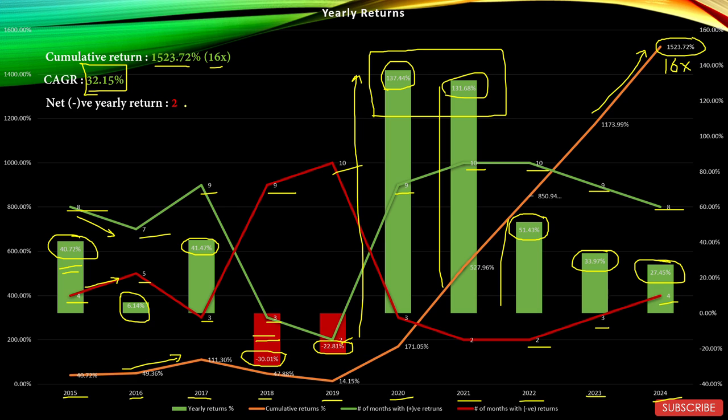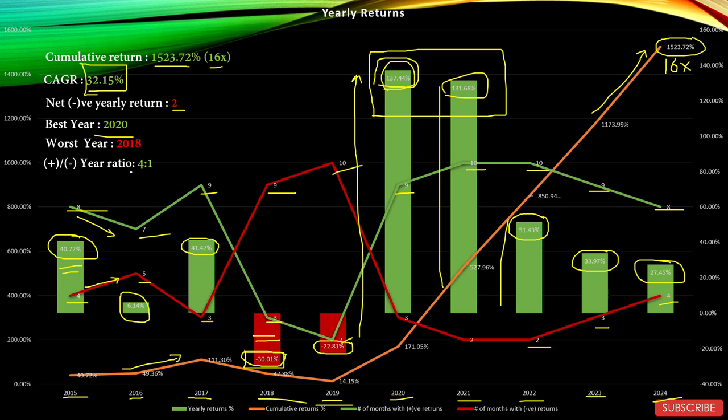Net negative yearly returns only two times, in 2018 and 2019. So a very acceptable number. Best year was 2020, and it was best just by a small margin. 2021 almost beat it, but eventually was not able to. But in 2020, the sector managed to give returns of 137.44%. The worst year was 2018 with minus 30.01% returns.